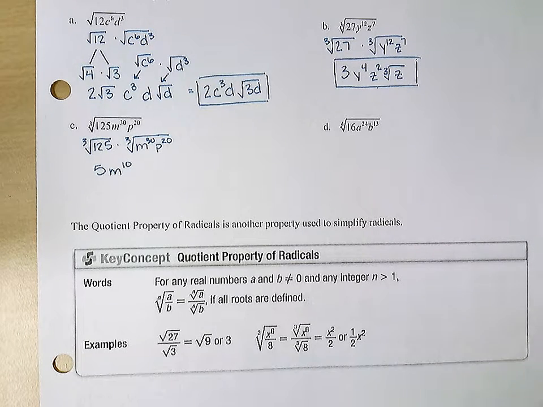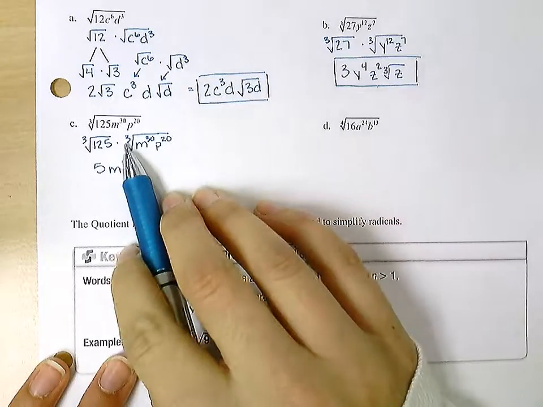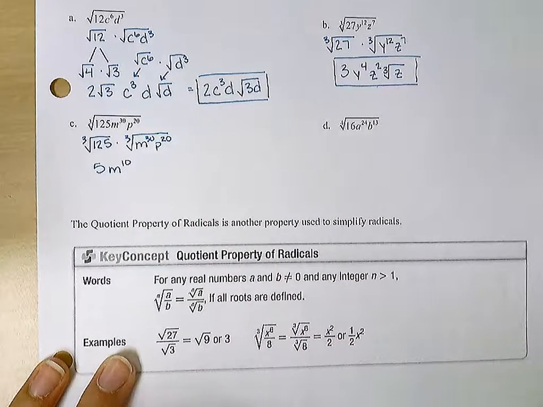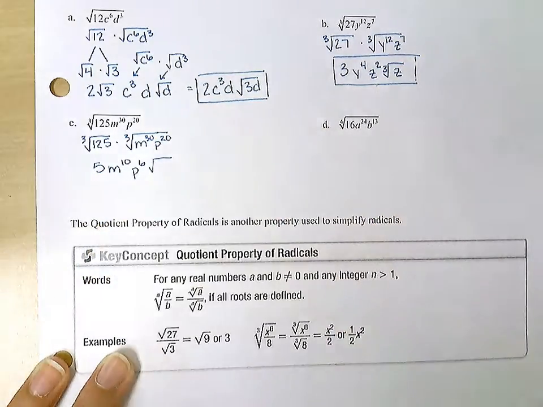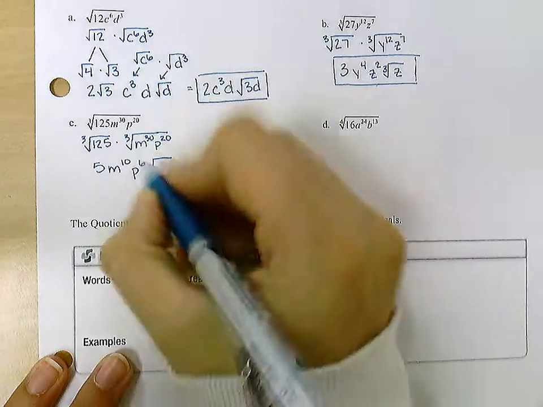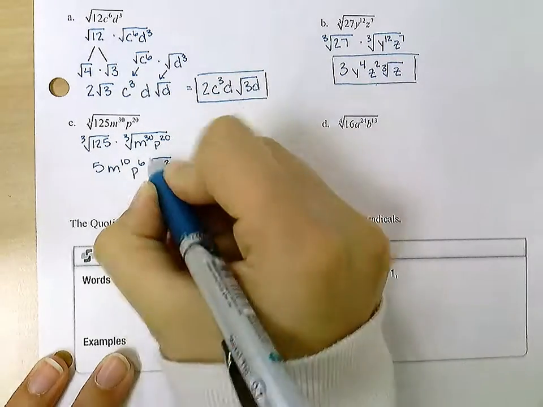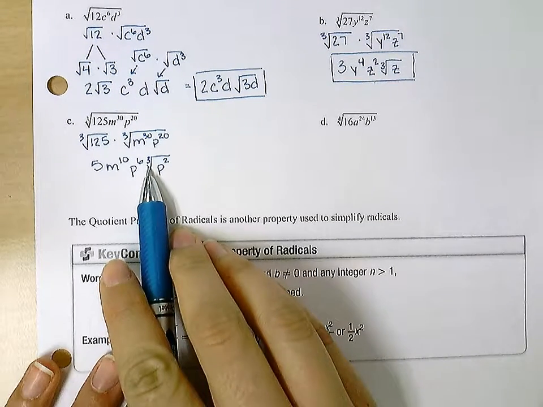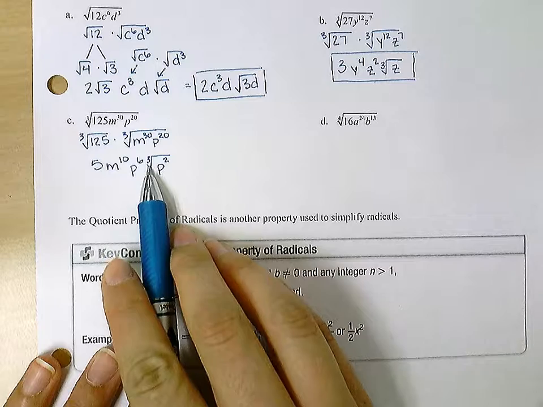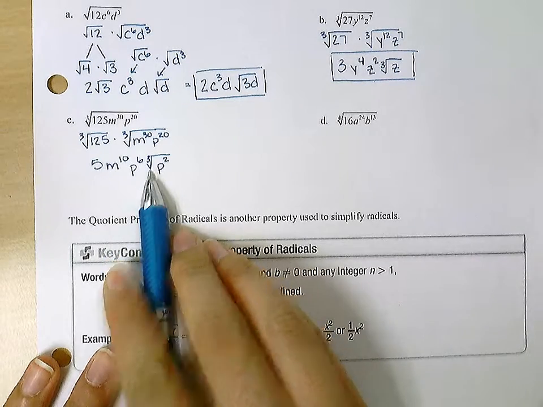All right, so 20 divided by 3. How many times does 3 go into 20? 6 times. Okay, then how many do I have remaining? 2. So I would have p squared. And don't forget that cube root. Okay, so don't forget to write that little 3 back in your radical. Okay?